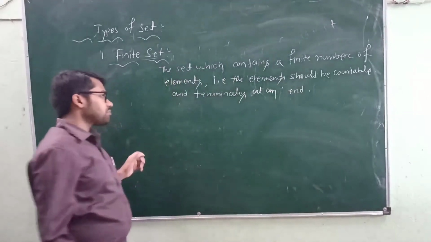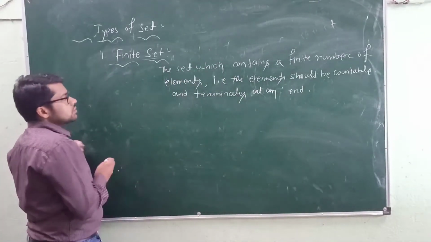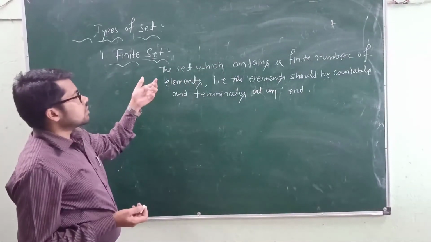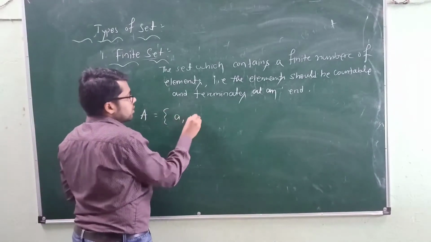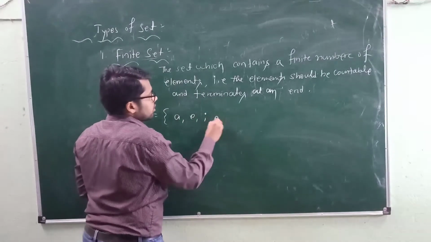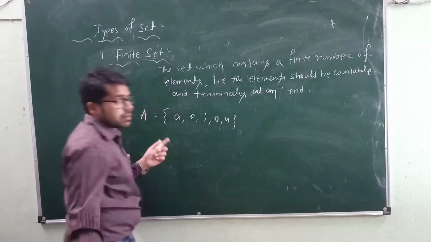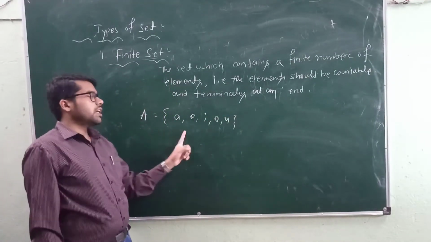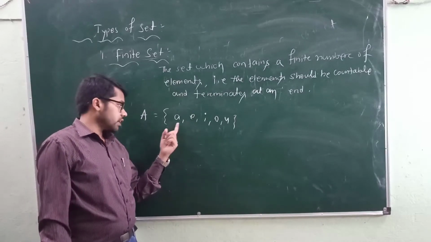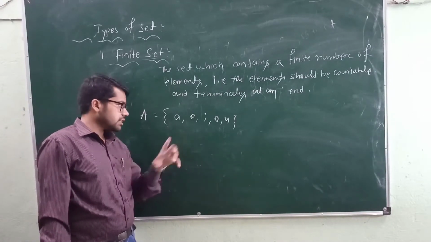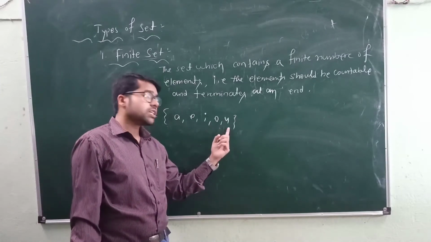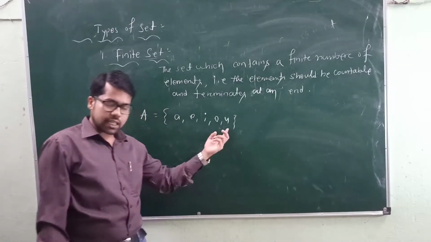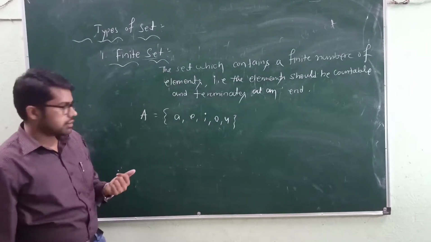That means what? Let me give you an example. See, let A be a set {a, e, i, o, u}. That means it is a set of all English vowels. Can you count the elements? How many elements are there? Yes, we can count. This is first element, this is second element, this is third, this is fourth, this is fifth. That means the set contains 5 elements.